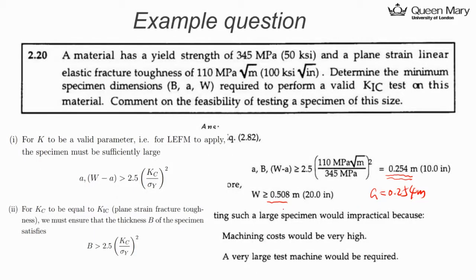So that means the width of the sample, if I have it correct here, W needs to be about 0.5 meter. That's huge. Imagine that's probably half of your table. That block of metal would be too heavy for you to do any mechanical test in your lab. Also you would need a very large test machine to do that test.